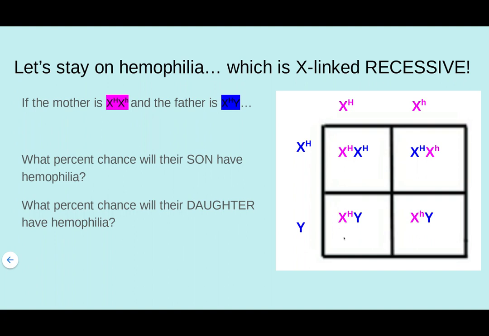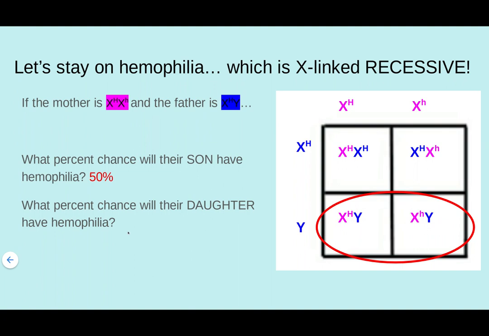So first, let's look at the sons, the bottom two here. X with a capital H and a Y, that would be a son who does not have hemophilia. He has the normal allele. This would be a son who does. Now, what percent chance will their son have of having hemophilia? That's 50-50. I'm not looking at all four boxes. I'm just looking at the options for the son when I figure out this problem.